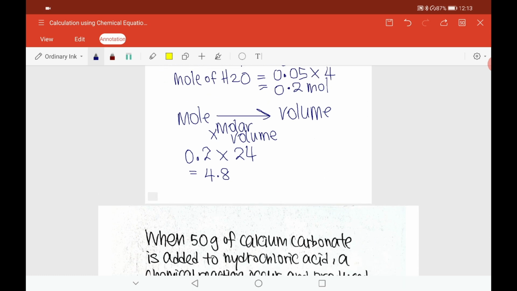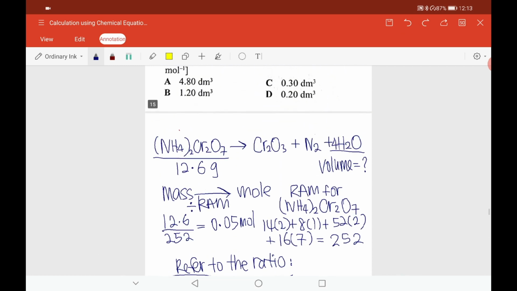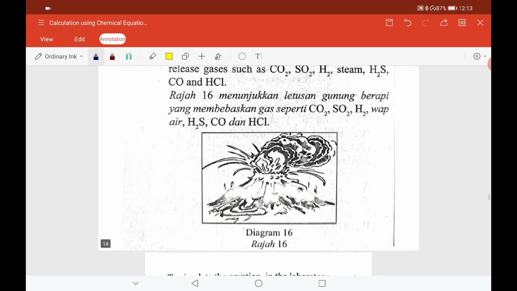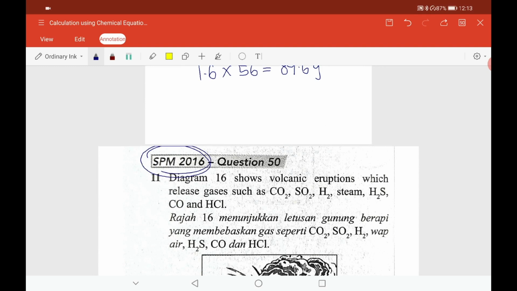So the final unit is dm cube because it is volume. Volume always put dm cube unless the question say they want the volume in cm cube, then you put cm cube. Other than that, volume always in dm cube. So 4.8 dm cube. Let's check. Do we have the answer for it? Yes, 4.8 dm cube. So this is also a real SPM past year question.